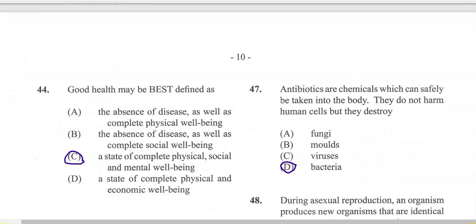47. Antibiotics are chemicals which can safely be taken into the body. They do not harm human cells, but they destroy bacteria. Viruses are ever changing, so antibiotics are not working on viruses. Mold is a type of fungus, and fungus are usually on the outside of a body. So for 47, the answer there is going to be D.